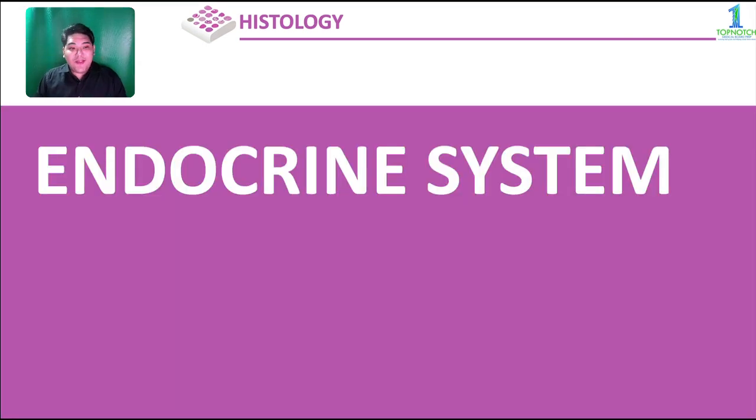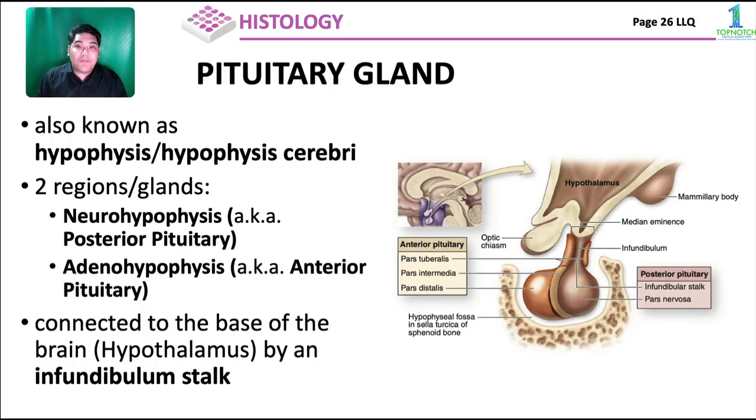Now, let's talk about the endocrine system. Last part na ito, guys, kapit lang, promise. So, important here is your pituitary gland. This is also known as your hypophysis or hypophysis cerebri. There are two regions, no? Your anterior pituitary and your posterior pituitary gland. Your neurohypophysis is your posterior pituitary gland. Your adenohypophysis is your anterior pituitary gland. It is connected to your hypothalamus through your infundibular stalk.